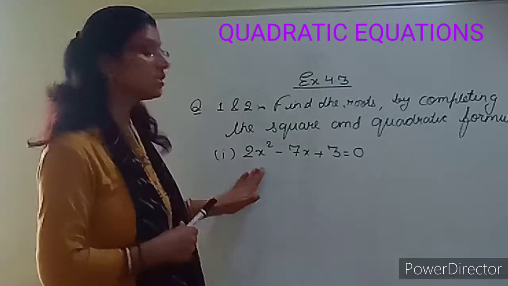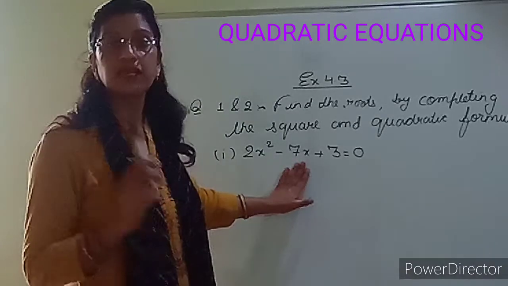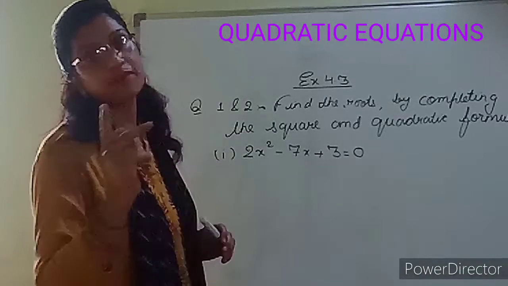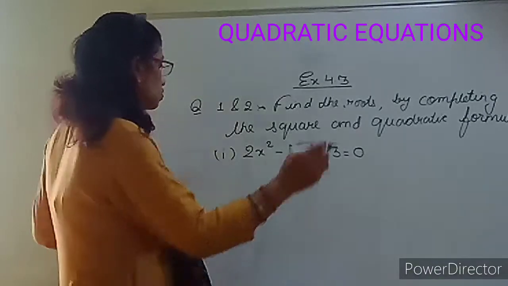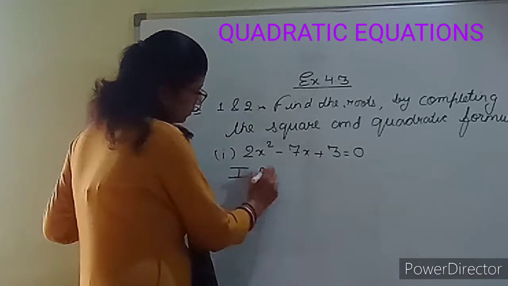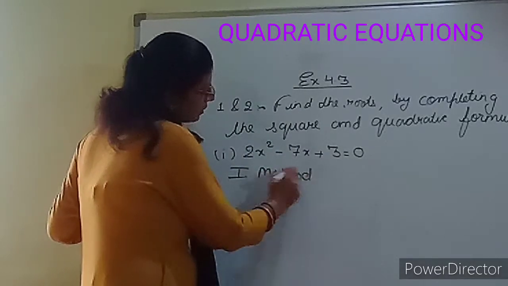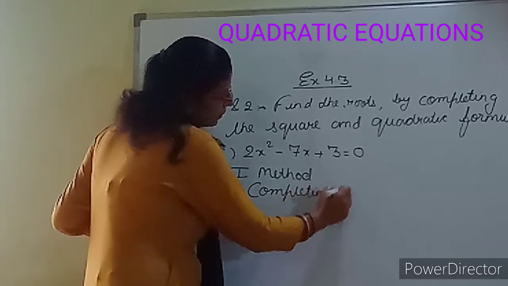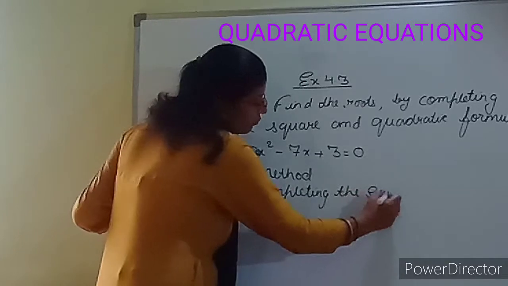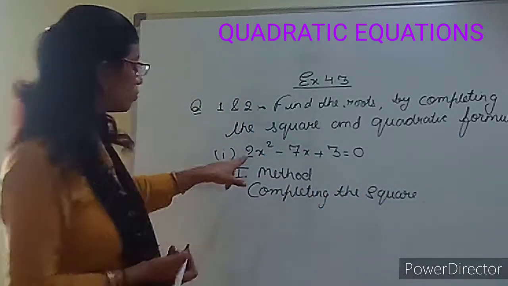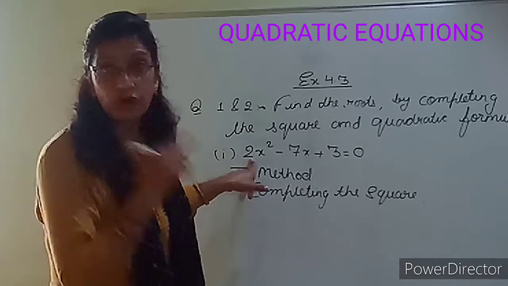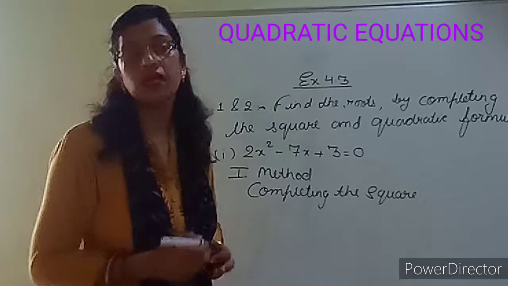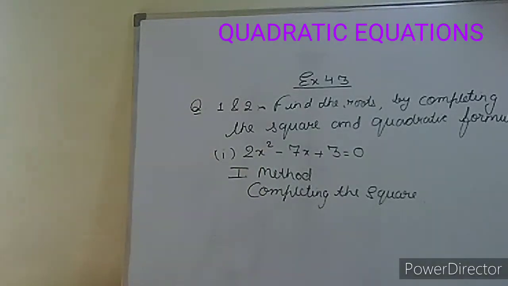The first part is 2x square minus 7x plus 3. I am starting with the first method, completing the square. For completing the square, we have to take 2 common from this equation. Why 2 common? We have to make the coefficient of x square 1. So let us make the coefficient of x square 1.